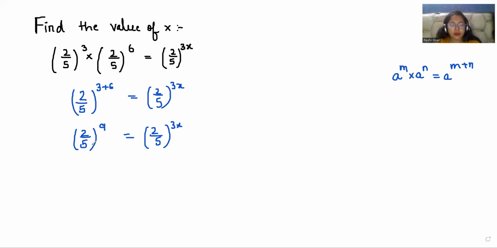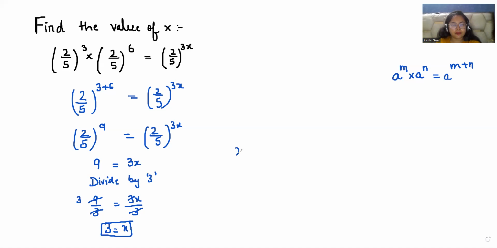Now we know that when the bases are equal, their powers are also equal. So 9 is equal to 3x. To find the value of x, I'm going to divide both sides by 3. So 9 by 3 is equal to 3x by 3. We can eliminate 3 with 3, and 9 by 3 is 3. So the value of x is 3.